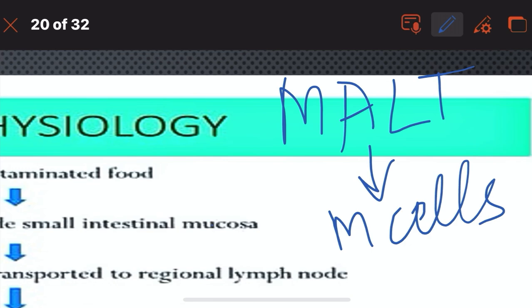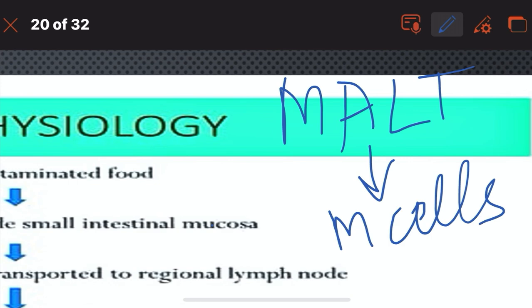Then M cells. These M cells are the specialized cells which are located in the epithelium of the MALT. And what is the function of the M cells? As I told you, they act as an antenna for the immune system. They will capture the antigens, whatever the foreign body, whether it is typhoid bacillus or any other foreign body, streptococcus, staphylococcus, any foreign body which comes in, they will capture those foreign substances, the antigens from the mucosal lumen, and transport them across the epithelial layer, and deliver these antigens to the underlying lymphoid tissues.